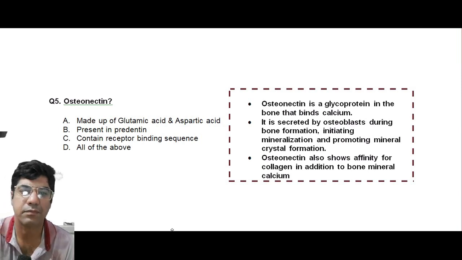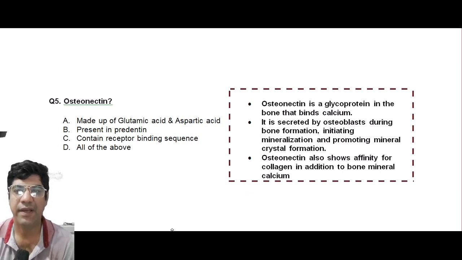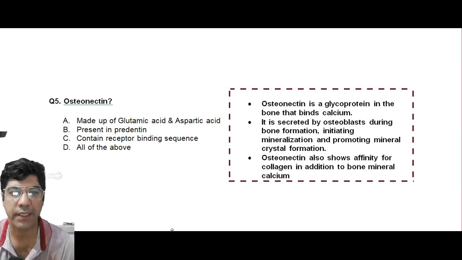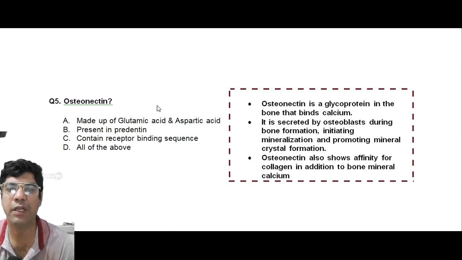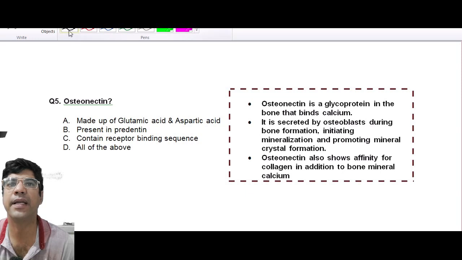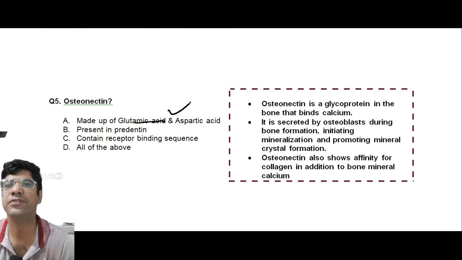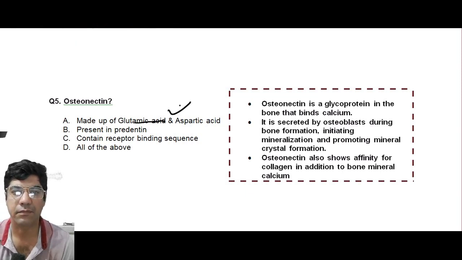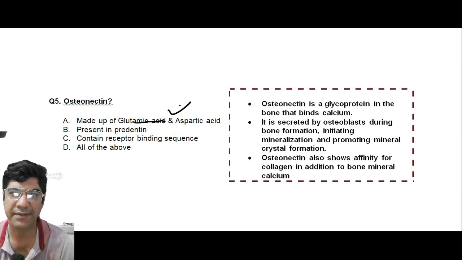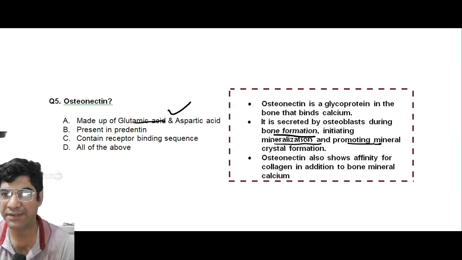Osteonectin. It is a glycoprotein found in bone and dentin. It is composed of various amino acids including glutamine and aspartic acid. So these two options are correct. Osteonectin is a glycoprotein in the bone that binds calcium. It is secreted by osteoblasts during bone formation, initiating mineralization and promoting mineral crystal formation.